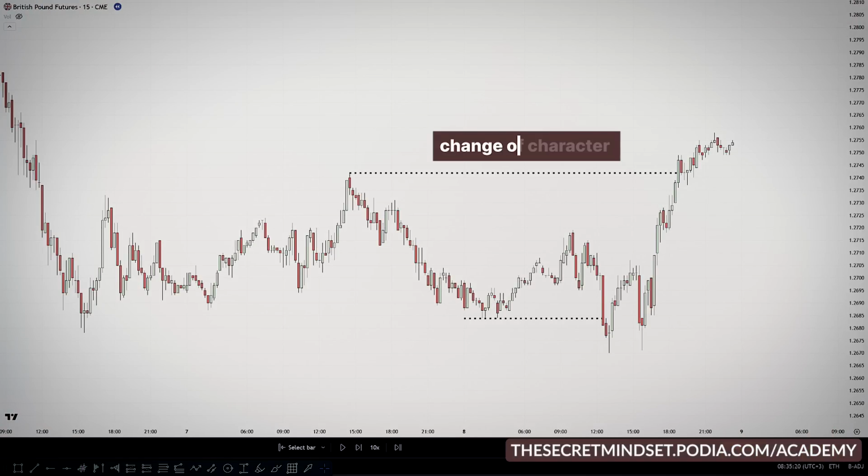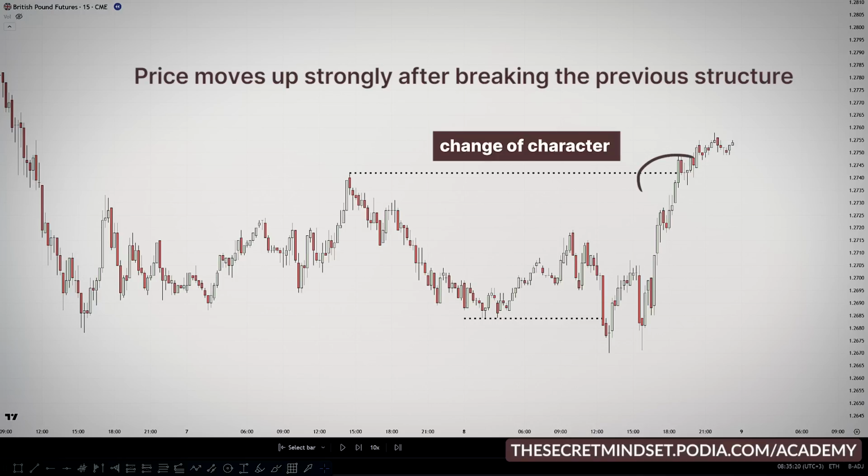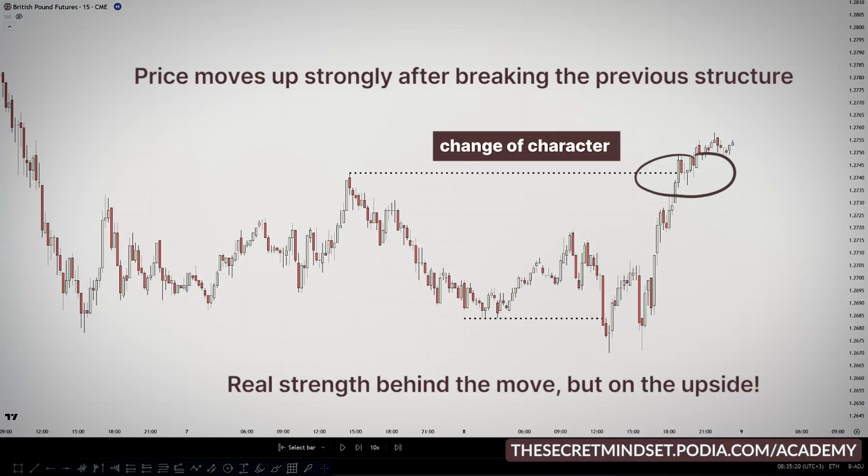After the break of structure, we look for a change of character. This is when the market behavior shifts noticeably. In our example, the price moves up strongly after breaking the previous structure. The change of character is critical because it confirms that the break of structure was just a fake out. It shows that there's real strength behind the move.